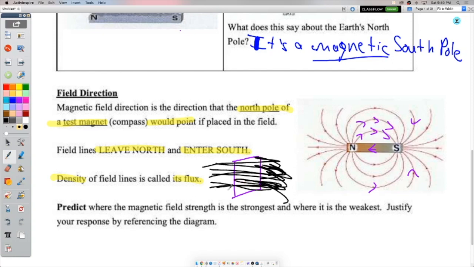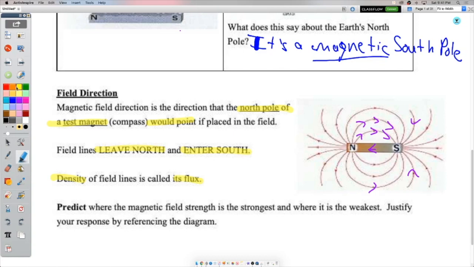That's all that means. So flux, again, like with our electric field, how do we show a strong magnetic field? With more dense field lines, okay? How do we show a weaker magnetic field? With less dense field lines. So this question asks us here, predict where the magnetic field strength is the strongest and where it is the weakest. Justify your answer referencing the diagram. So where do you think, looking at this diagram, what jumps out to you as a strong point?